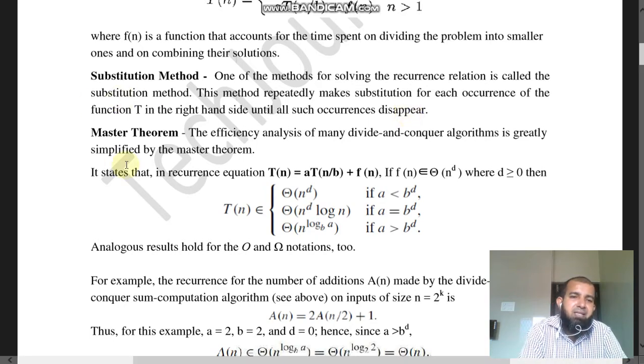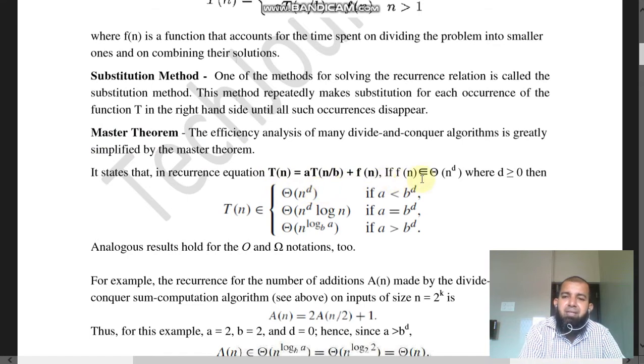Then the second method, master theorem. The efficiency analysis of many divide and conquer algorithms is greatly simplified by the master theorem. It states that in the recurrence equation T(n) = a T(n/b) + f(n), this is the recurrence equation in the master theorem.